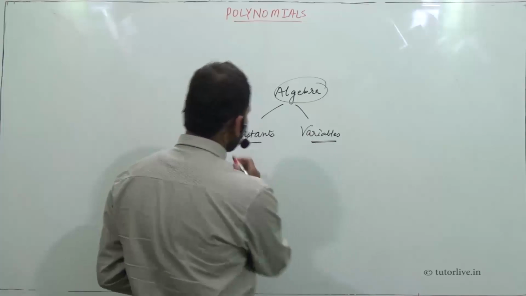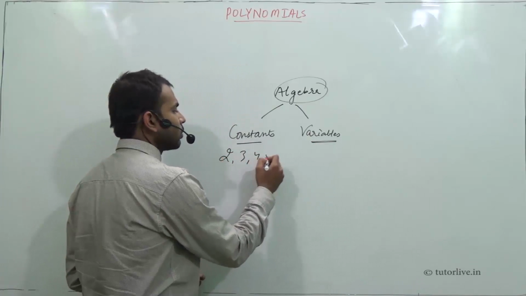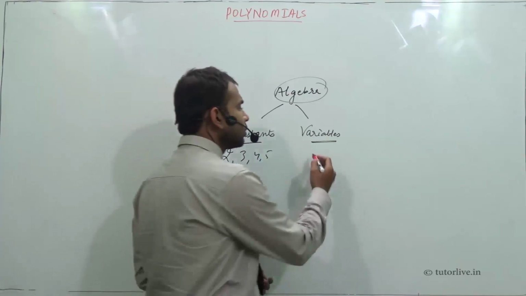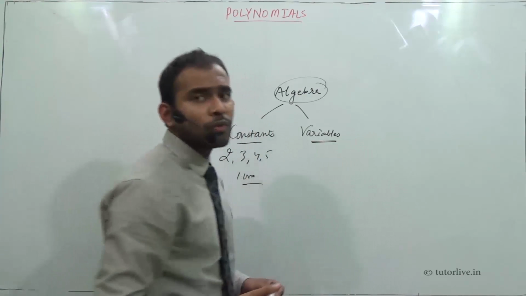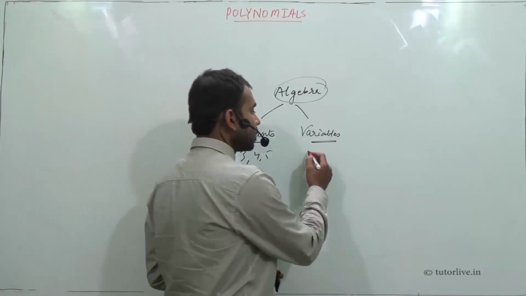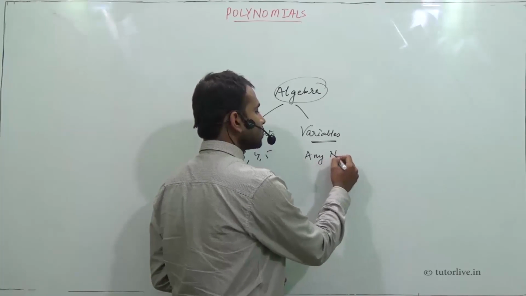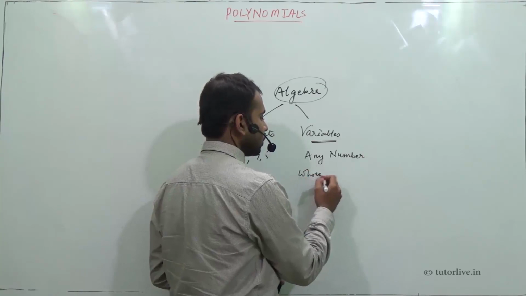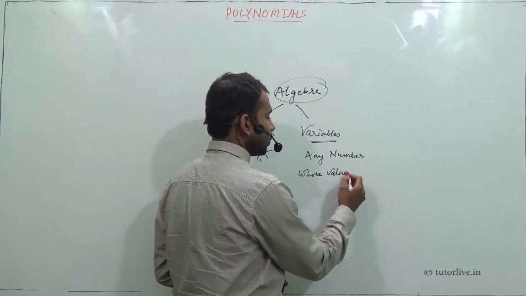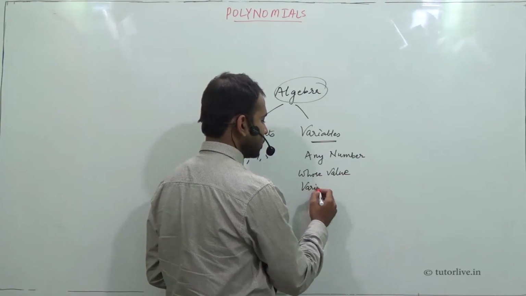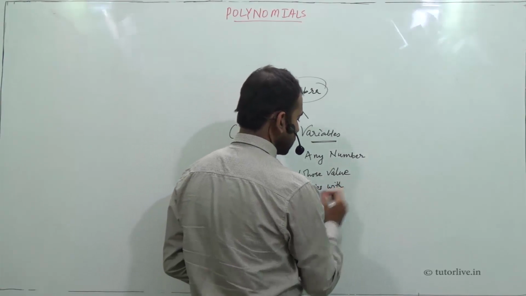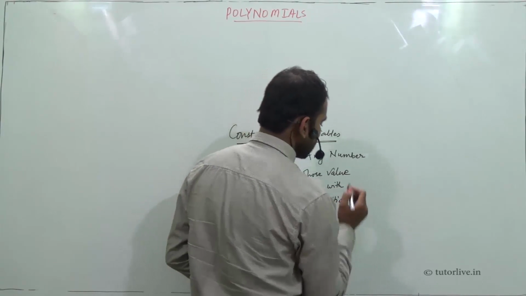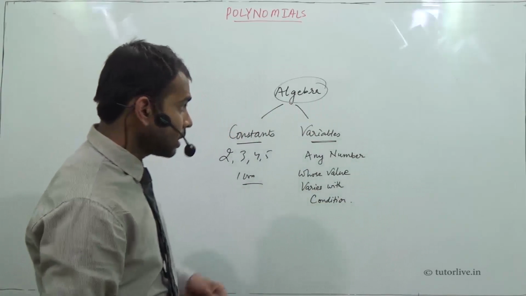Constants and variables: 2, 3, 4, 5, 1000, these are all constants. Whereas variables, any number whose value varies with condition, right? So that is a variable.